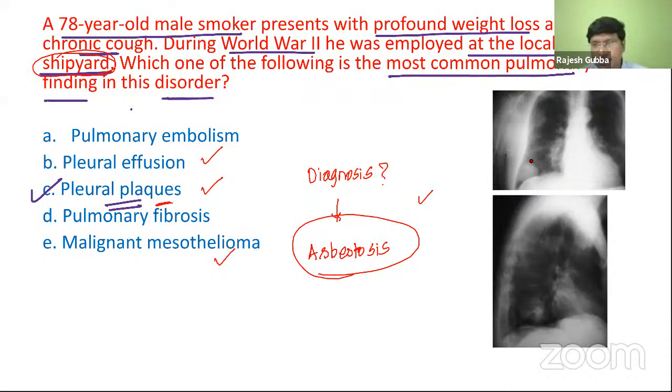Why? You see this. This is a plaque. This is a pleural plaque. Now you can see here also, this is a pleural plaque. Yes, Srihari Aditya, asbestos can be related to your weight loss.